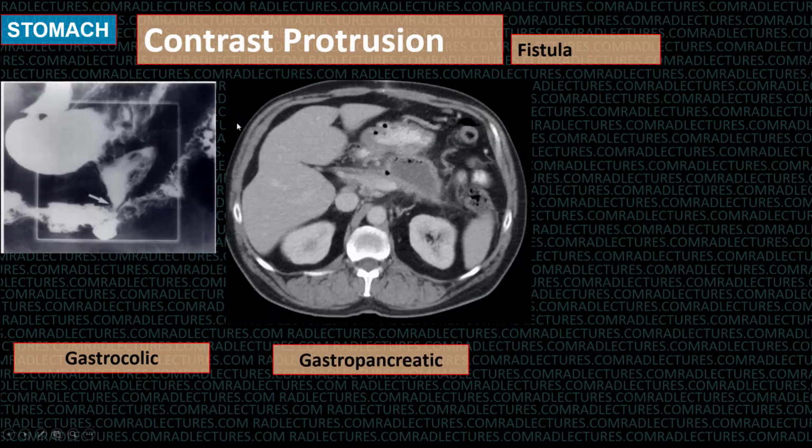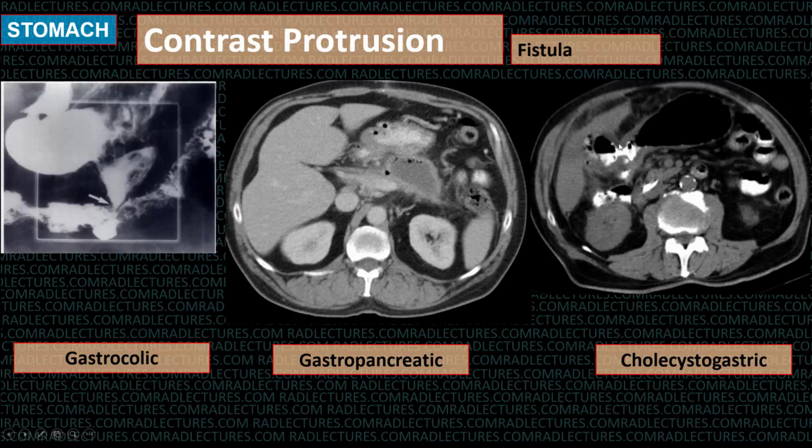Then gastropancreatic fistulas, here you can see that's the stomach. Here is a fluid collection, and there is some air within it which has come from the stomach. Contrast can also enter. Here you're not seeing it. And this patient had a pancreatic pseudocyst, and a cyst gastrostomy was performed by the surgeon, but it is producing a gastropancreatic fistula. It can also occur in acute pancreatitis.